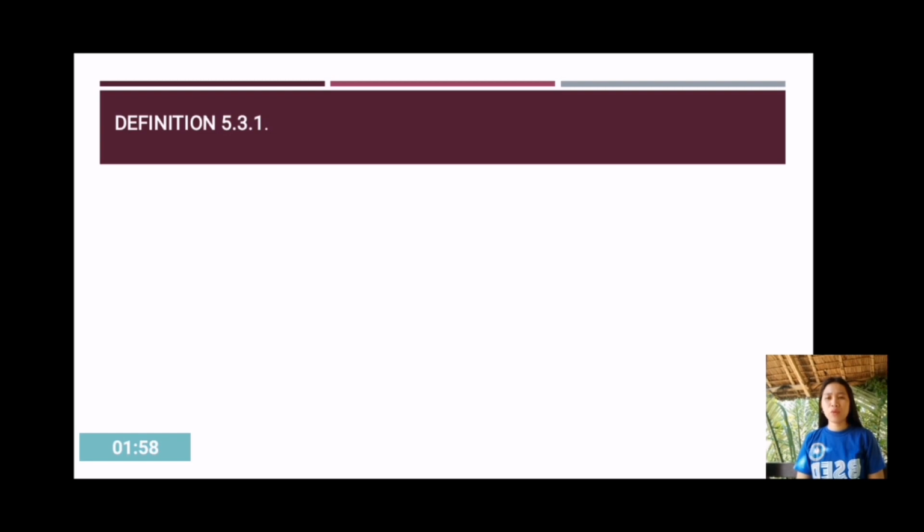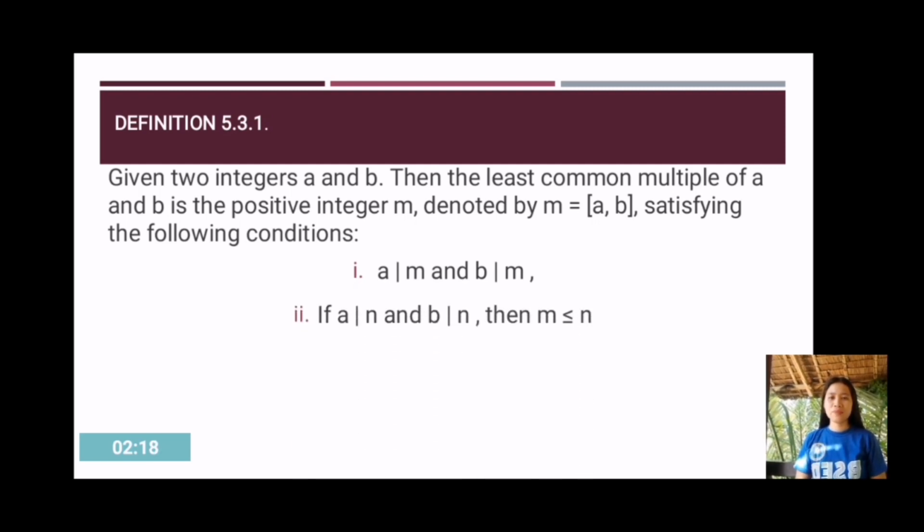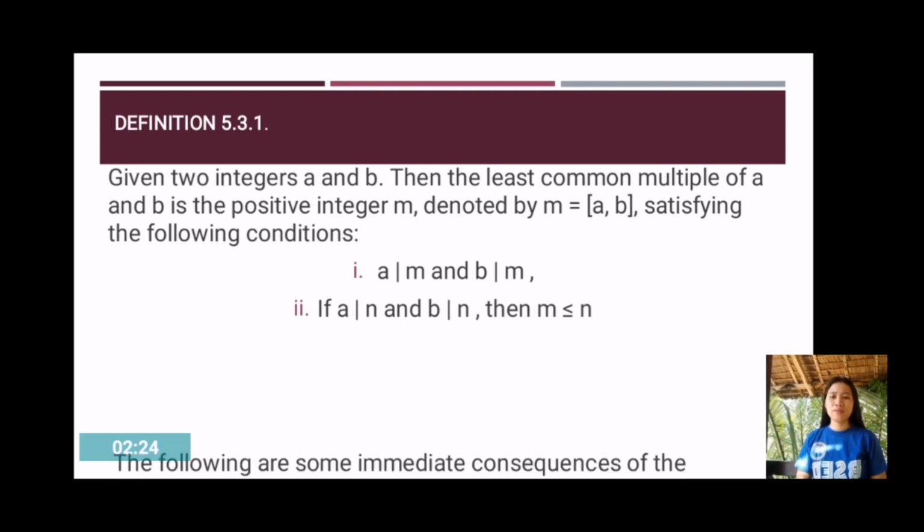Definition 5.3.1. Given two integers a and b, the least common multiple of a and b is the positive integer m, denoted by m equals LCM of a and b, satisfying the following conditions: a divides m and b divides m; if a divides n and b divides n, then m is less than or equal to n.